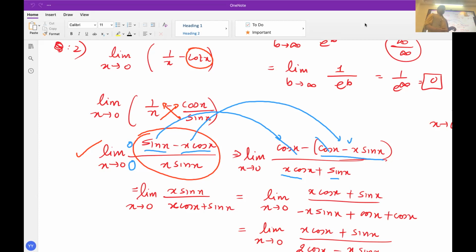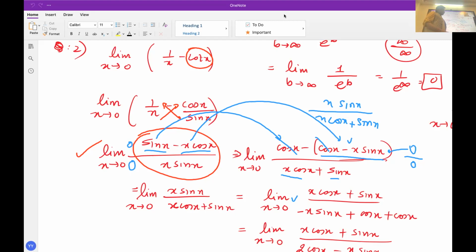Now, once again, if you plug in x as 0 at this stage, I'm again getting the answer in 0 by 0 format. So since your answer is again in 0 by 0 format, you can do the derivative one more time. Our function is x sin x upon x cos x plus sin x. If you do the derivative on this, you get x cos x plus sin x upon x sin x plus cos x plus cos x.